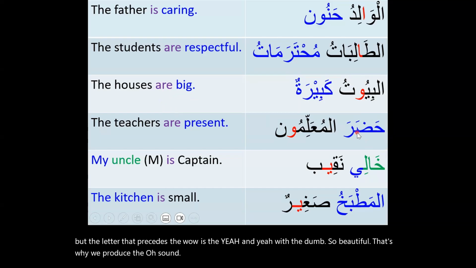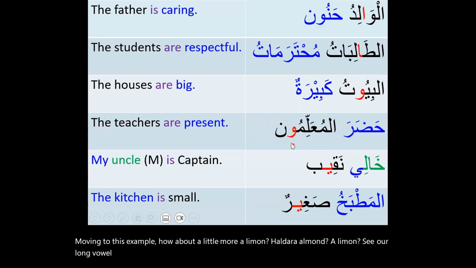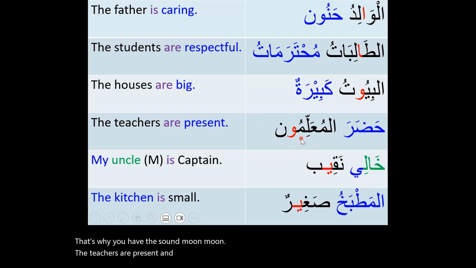Moving to this example, حضر المعلمون. حضر المعلمون. See our long vowel, the long vowel wow here is preceded by the meme, and the meme with the dhamma. That's why you have the u sound. معلمون. Un. The teachers are present. And here I'm referring to the male teachers.